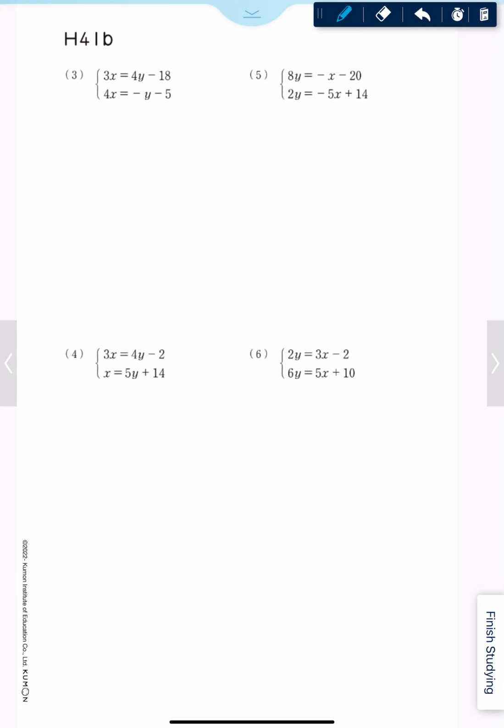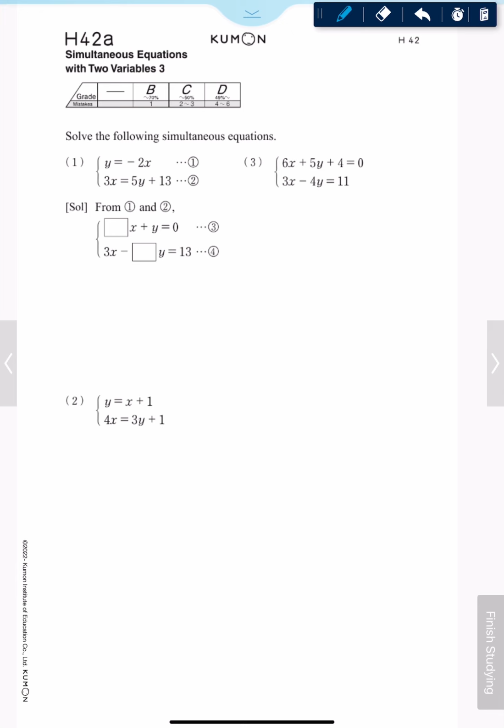Okay, so we're going to do a couple more questions very similar to that where we need to rearrange things around. Let's do question number 1 on page 42. So from the hint over here, from 1 and 2, this is going to be positive 2x. Why? Because we wanted to transpose this negative 2x to the left side, so I just add it. So this becomes positive 2x.